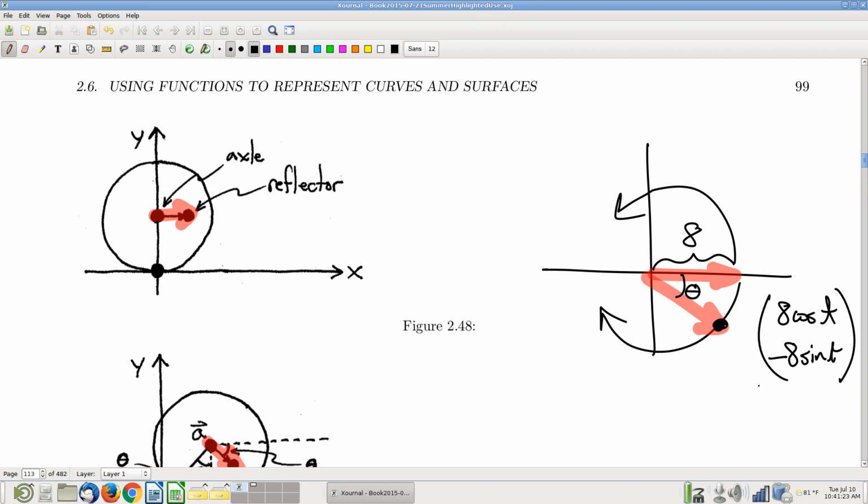Theta. Sorry, I meant theta. Yeah, everybody happy?